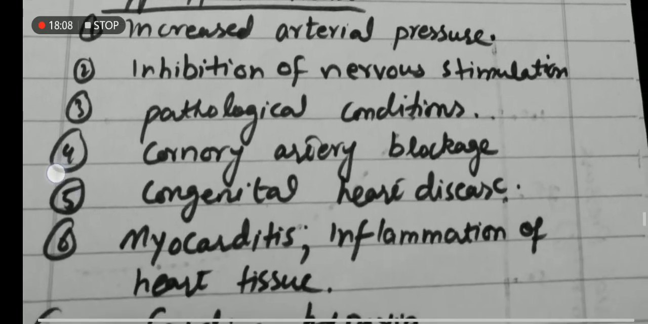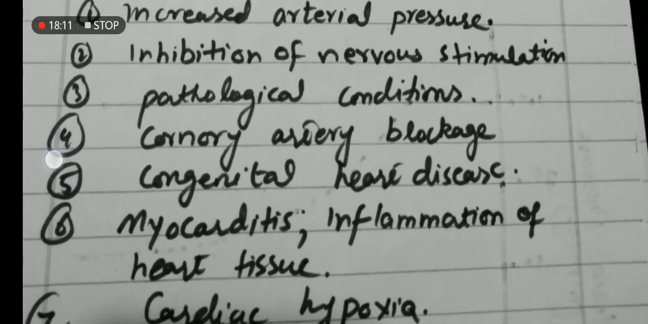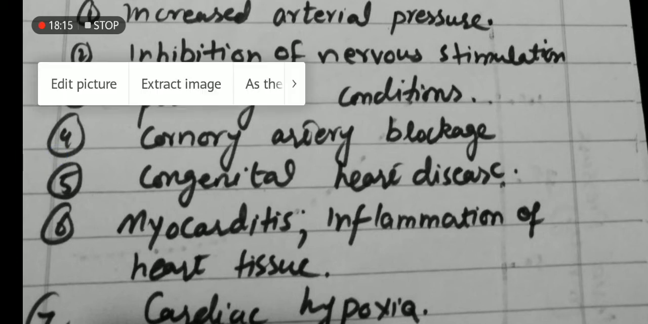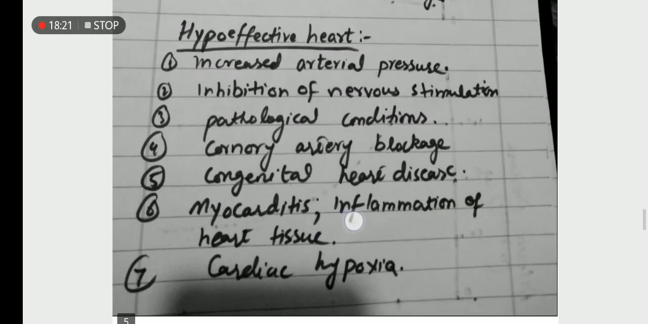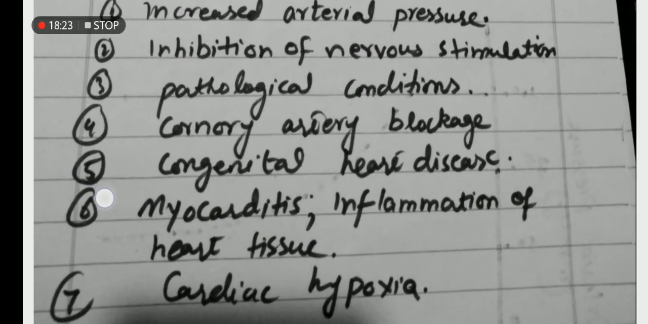Congenital heart diseases. This is the heart disease, or you can say defect in the heart structure present at the birth. We use the word congenital for the defect which is from birth. Myocarditis, inflammation of the heart tissue, and the cardiac hypoxia. Word hypoxia is used for the deficiency in oxygen.